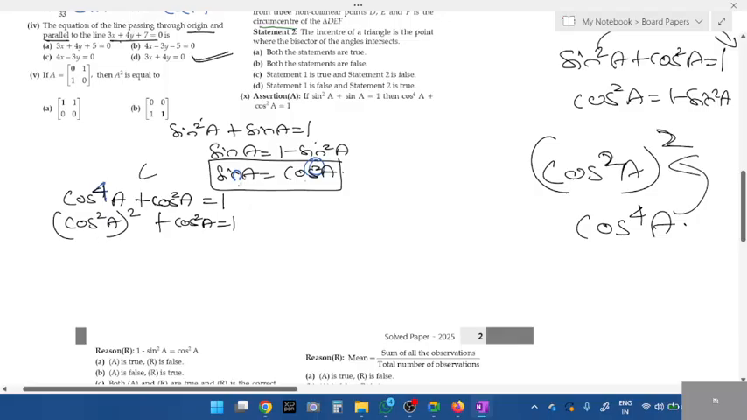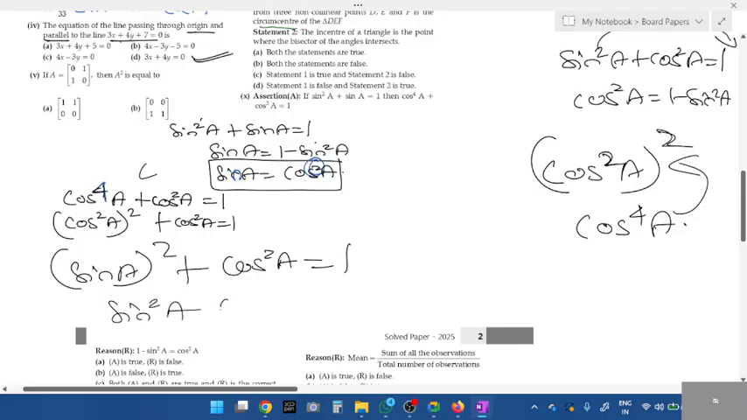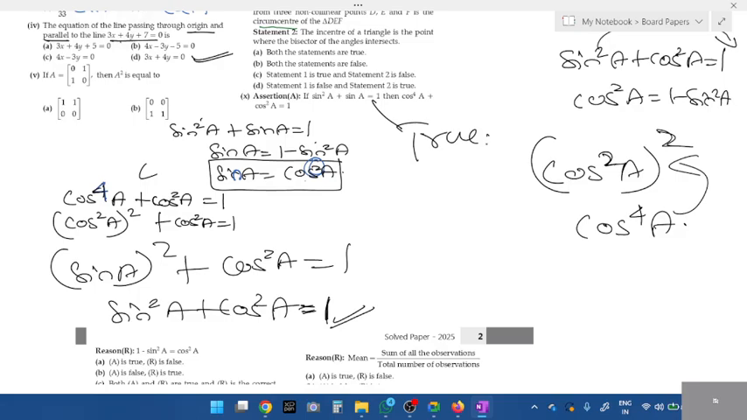Next, in place of cos square A, substitute sin A. Sin A the whole square plus cos square A. When you open the bracket, you get sin square A plus cos square A. And the answer is correct. Sin square A plus cos square A is right. When you solve both, we are getting 1. Therefore, this statement is true. Okay, this was a lengthy question. Assertion is true.